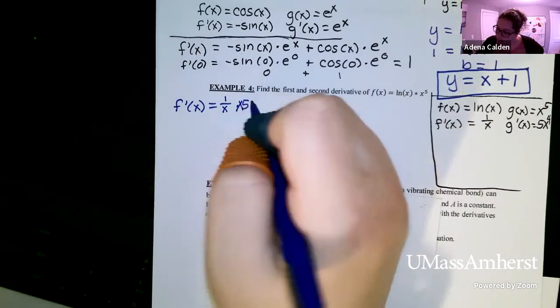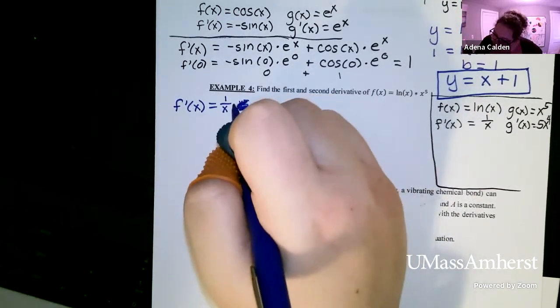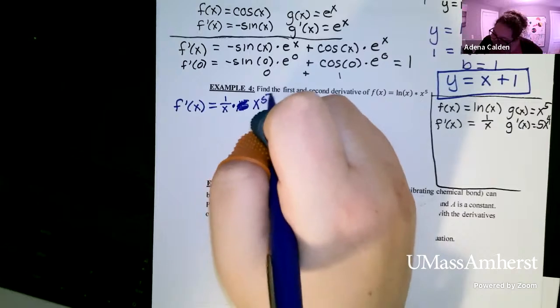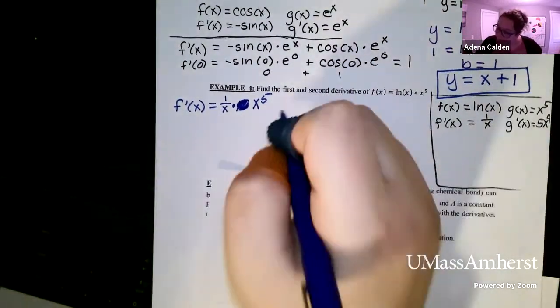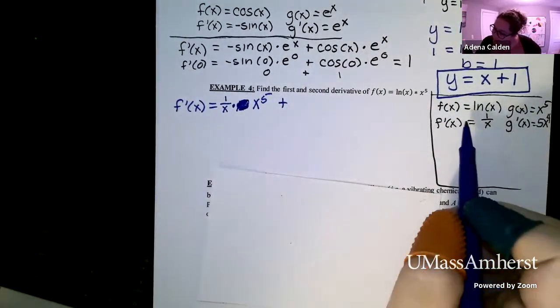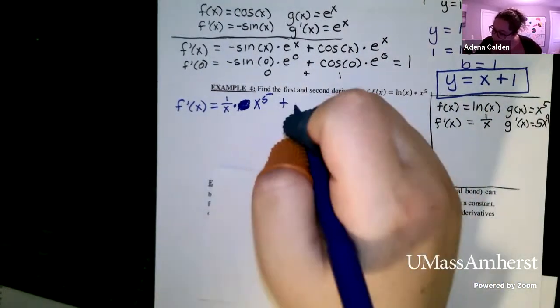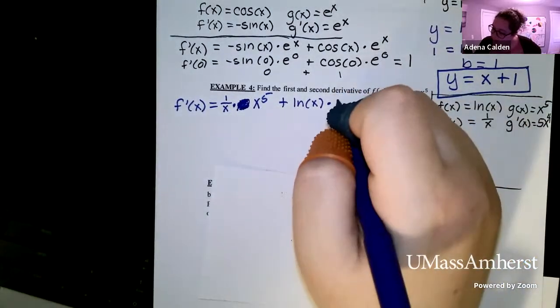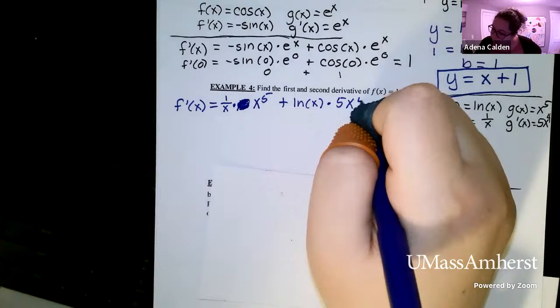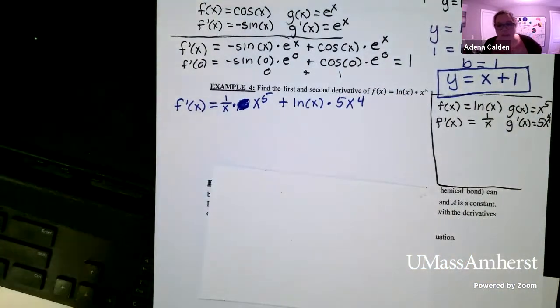Let me write that a little neater. x to the fifth, that's just a very large multiplication sign. Plus, then we're going to do f of x times g prime of x. So ln x times 5x to the fourth. And we get these two terms.